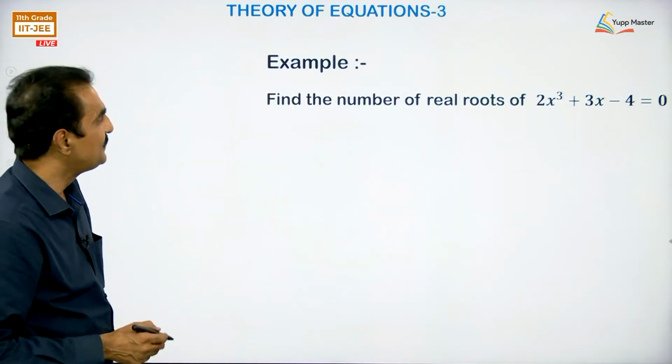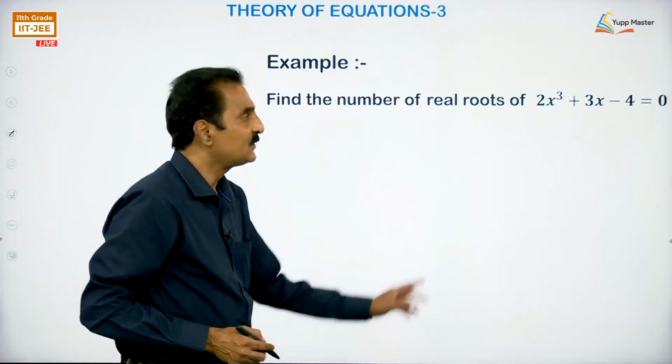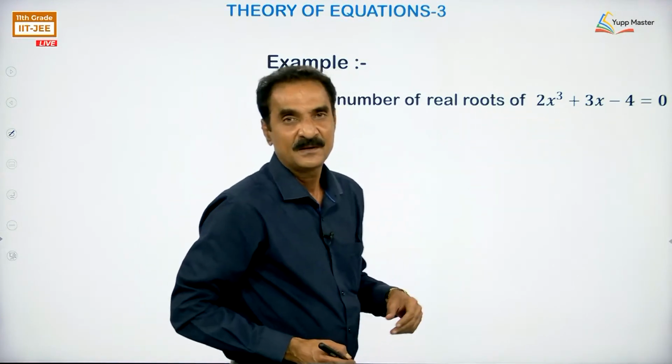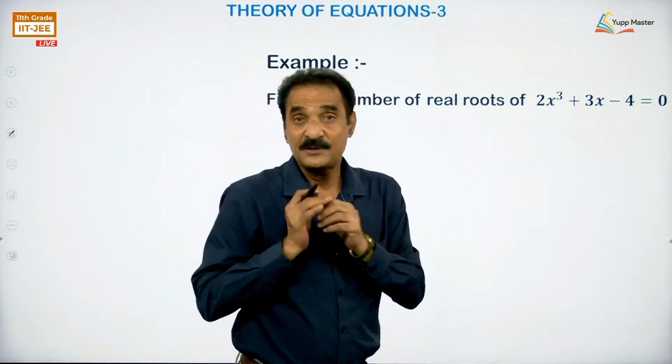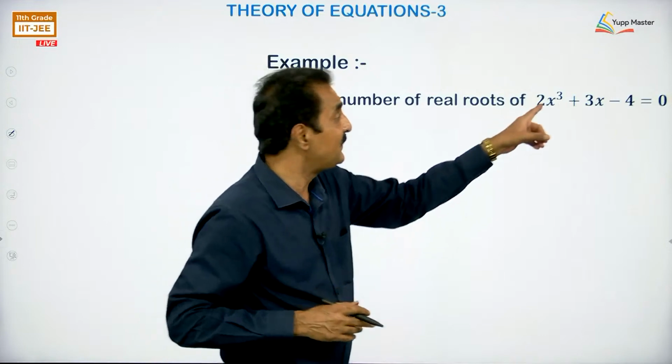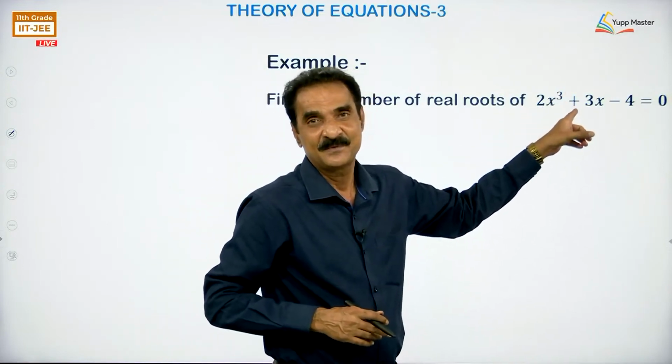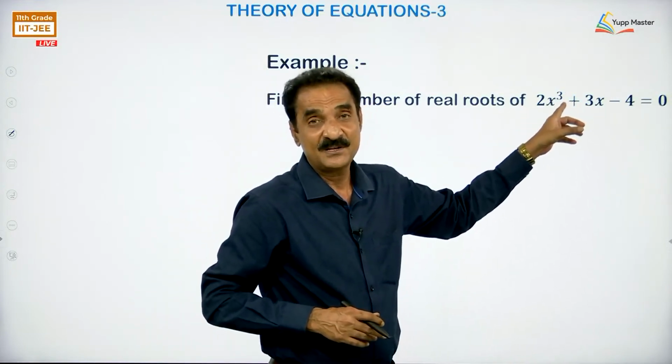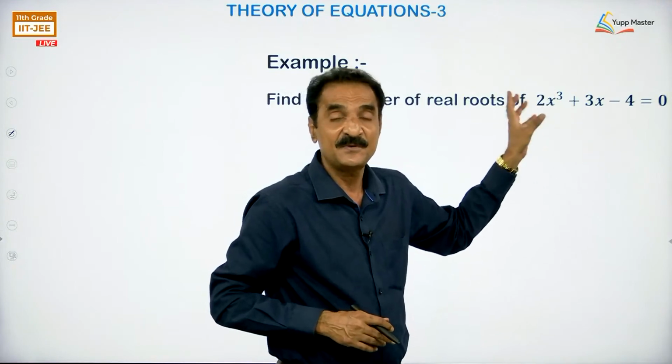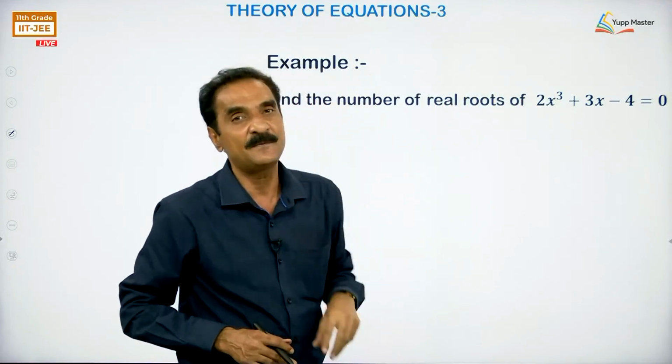Let us take one example. Find the number of real roots of this equation. But one more thing, we can use the discriminant only when the x square term is absent. In the cubic equation, only when the x square term is absent, we can use the discriminant and tell the number of real roots.